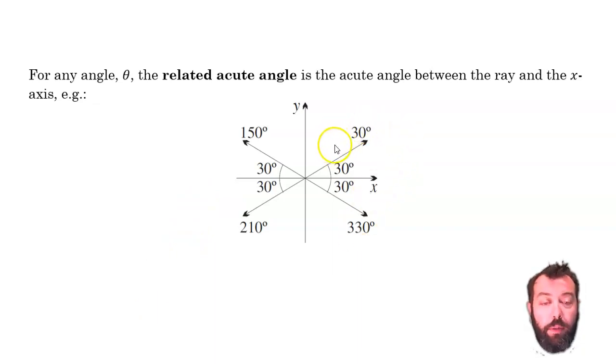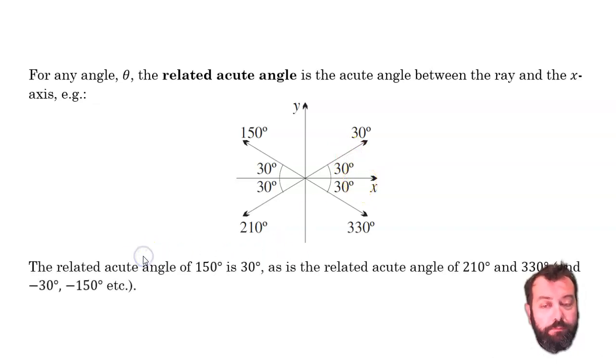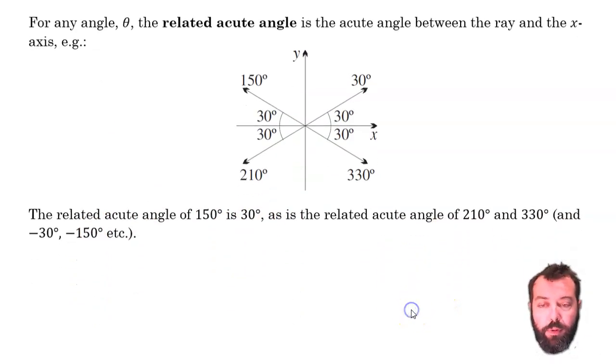So we've numbered our quadrants 1, 2, 3 and 4, and our related acute angle is the angle between the ray that represents that angle and the x-axis. So for example, the related acute angle of 150 is 30, as is 210, 330, so on.